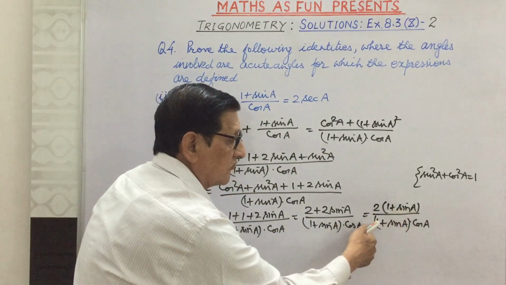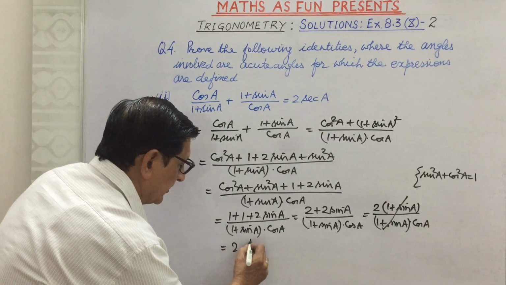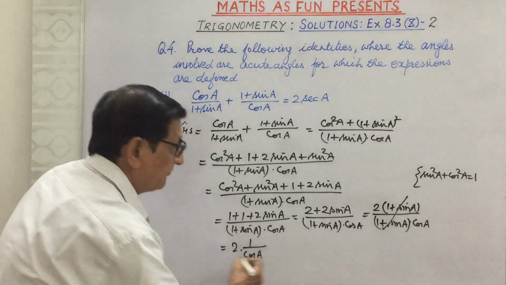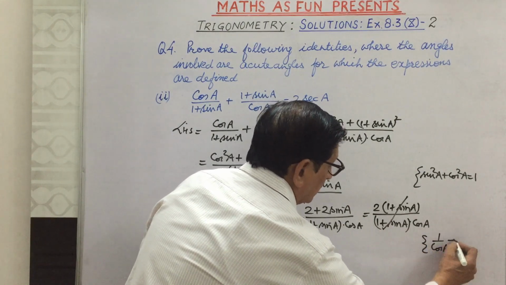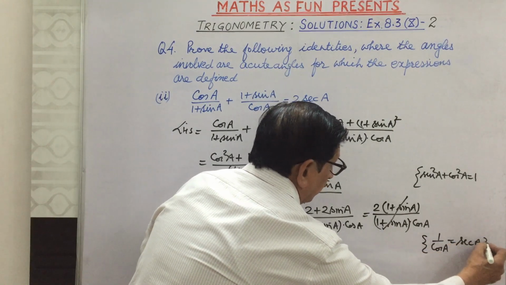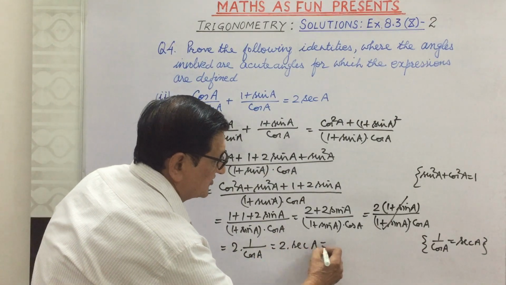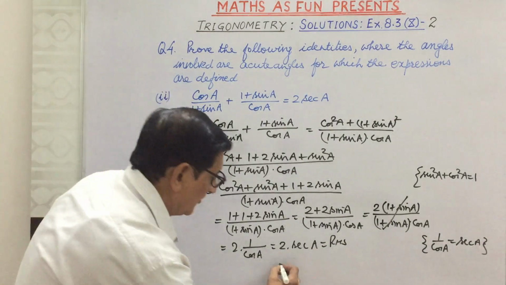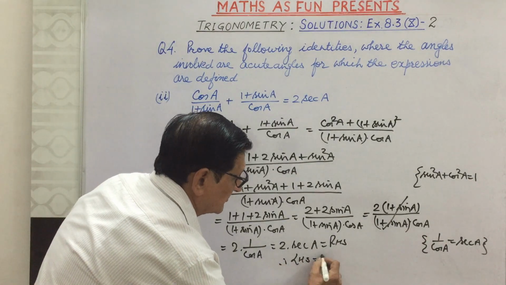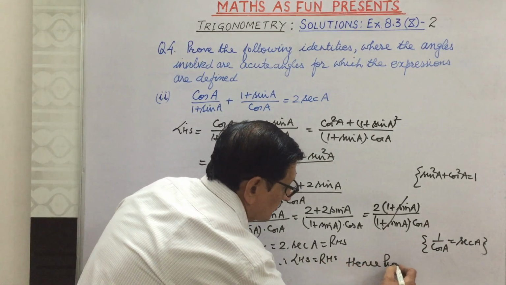1 plus sin A and 1 plus sin A cancel. We are left with 2 into 1 upon cos A. And we know that 1 upon cos A is equal to sec A. So we can write this as 2 into sec A, which is the right hand side. And therefore, left hand side is equal to right hand side, hence proved.